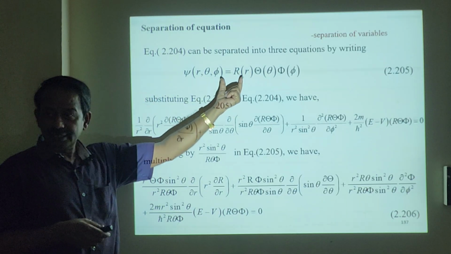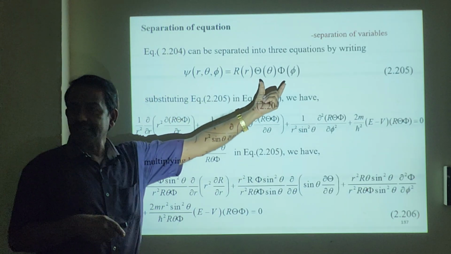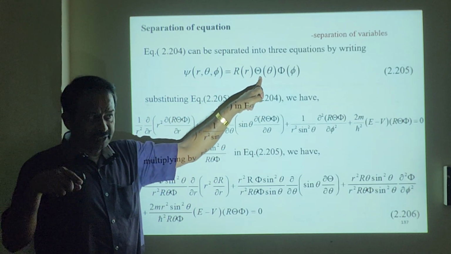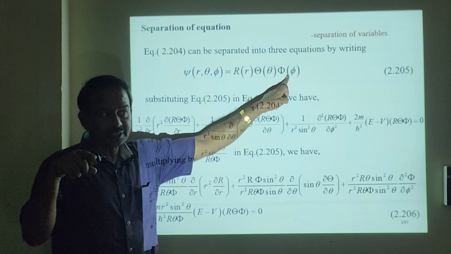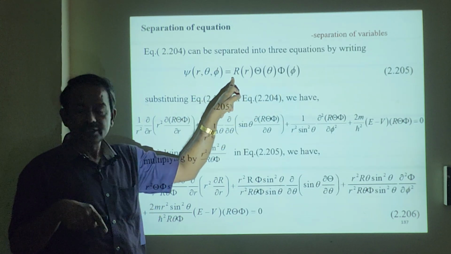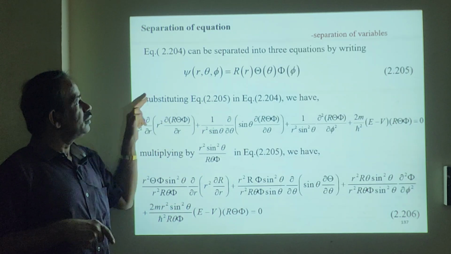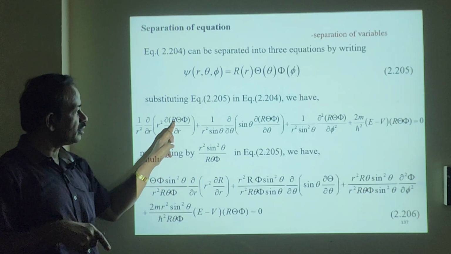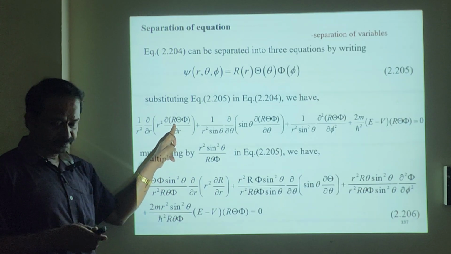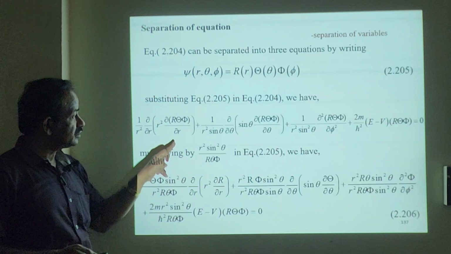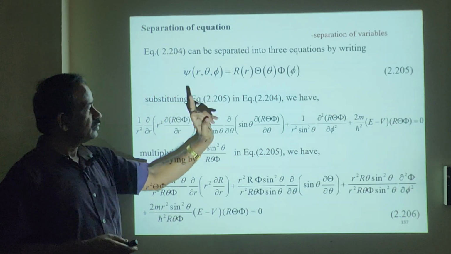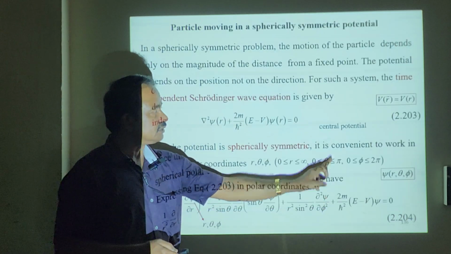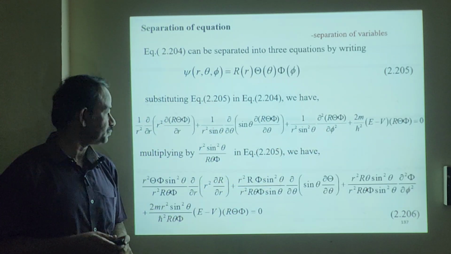The solution can be written as the product of radial part and angular parts: capital R of small r, capital Theta of small theta, capital Phi of small phi. So remember this one. These are the three variables now. Now you are going to substitute in that equation. Instead of psi you are going to substitute R, Theta, Phi. So in the previous equation, wherever psi is, instead of psi we substitute R Theta Phi. Like that we are going to substitute.